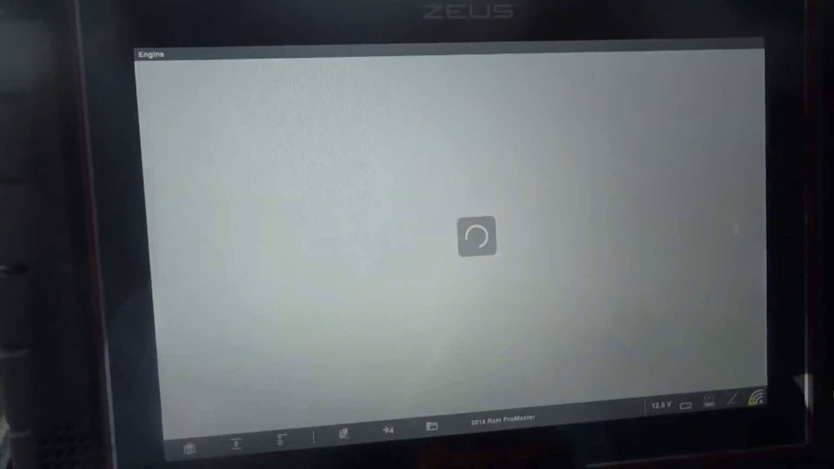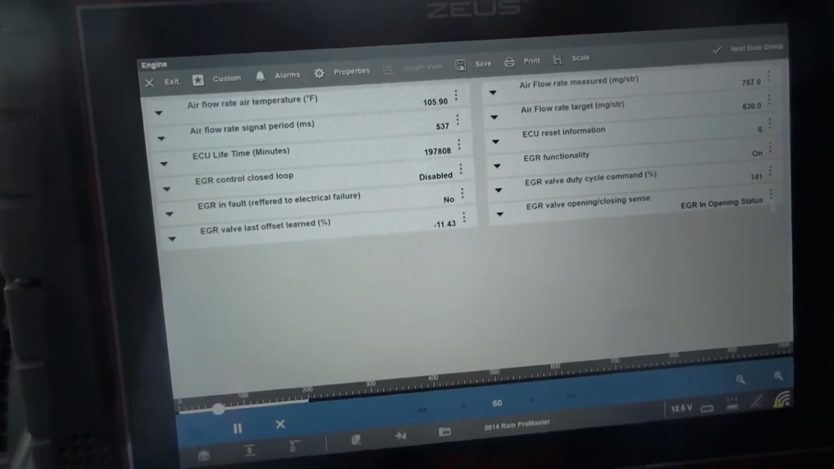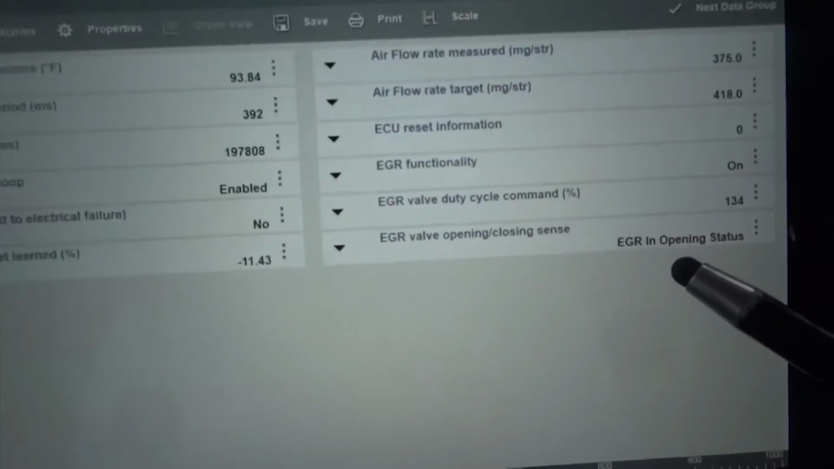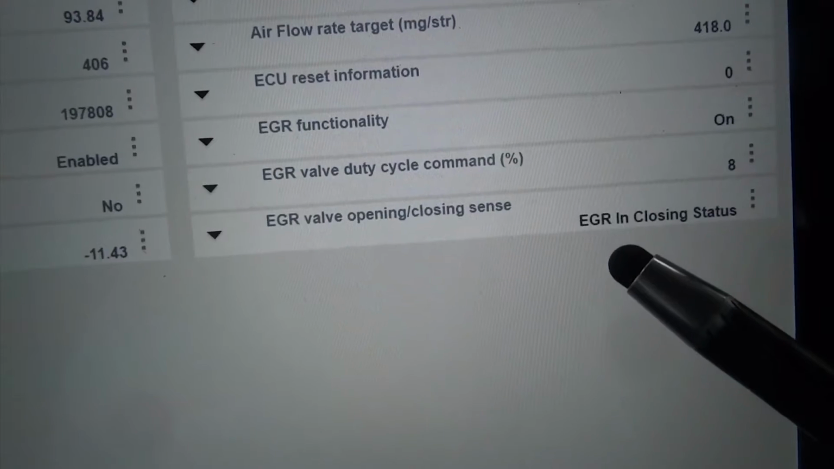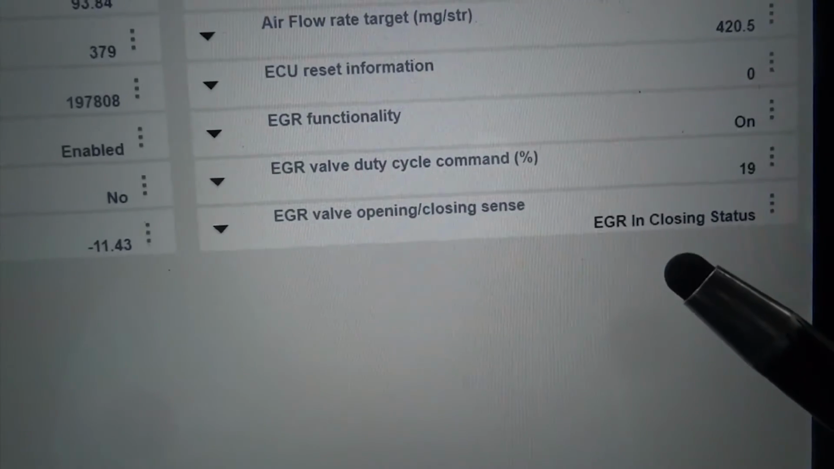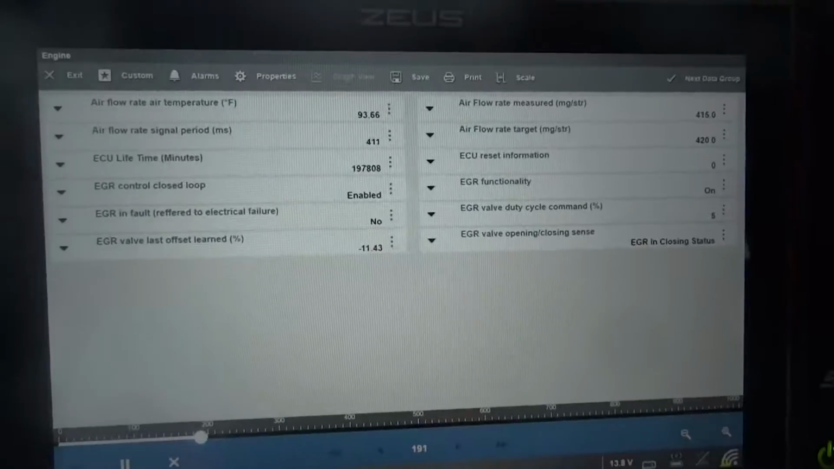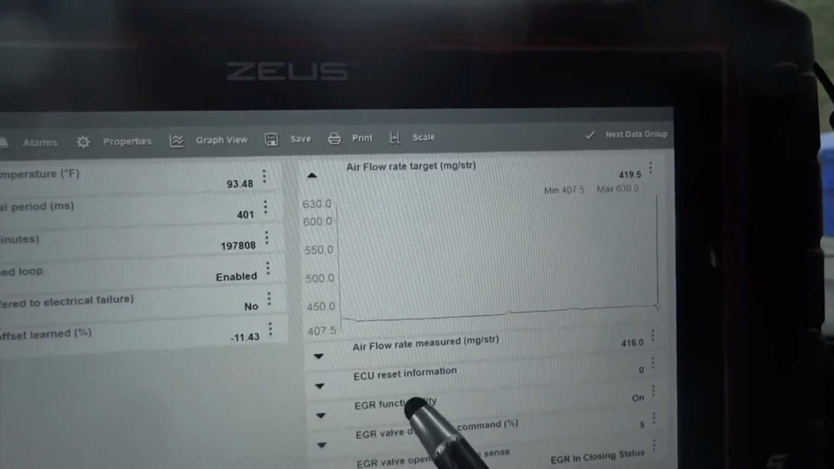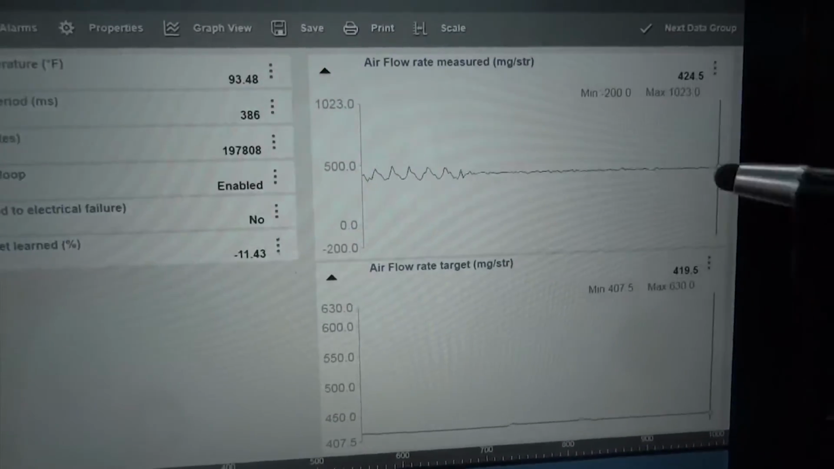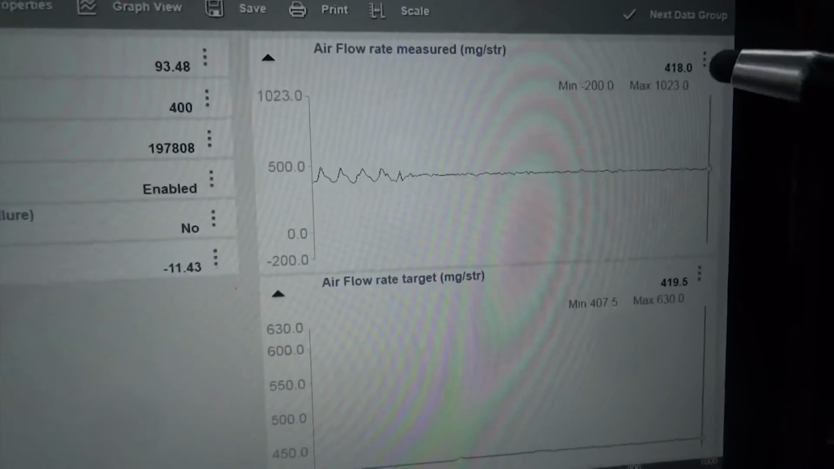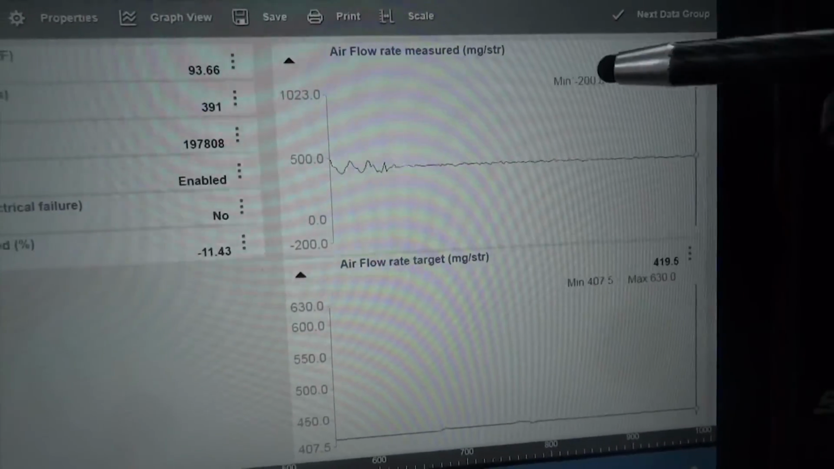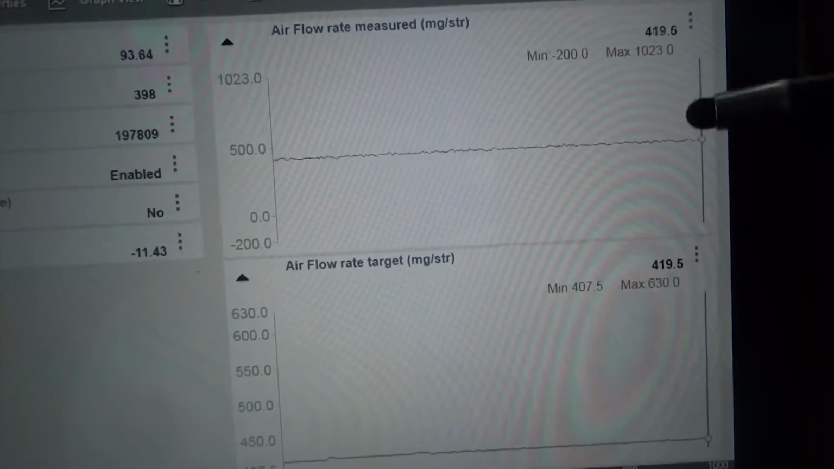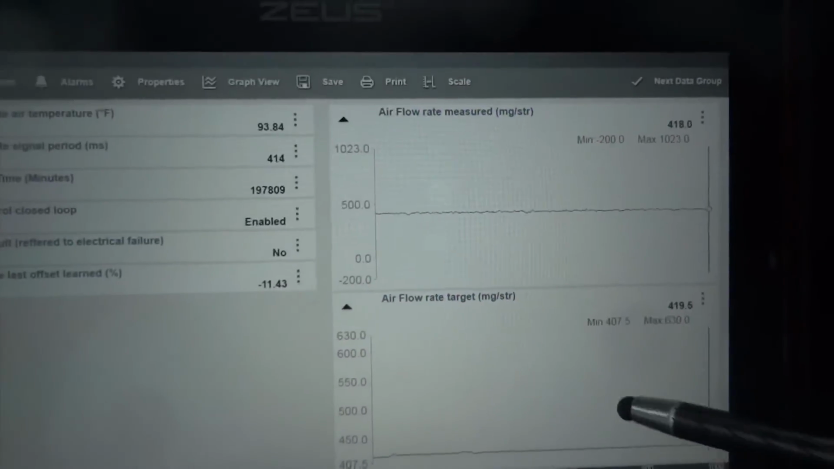All right, so that's it. I'm going to start the engine. This EGR valve is kind of changing status from open to closed. It was going from closed to open, closed to open. I don't know if that's normal. One thing I've noticed is our measured airflow is now matching the target. Just a couple minutes ago, this measured was way off from the target, but now it's matching it. They're basically showing the same value, which is good now.